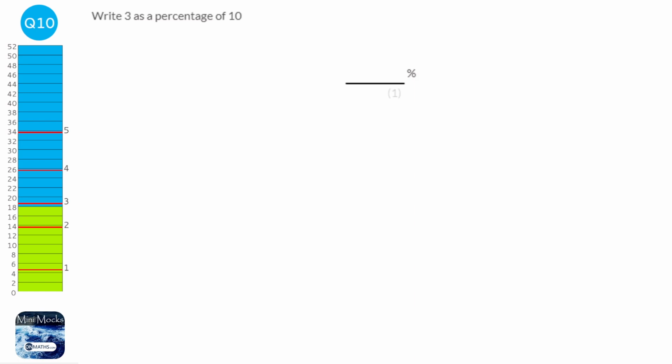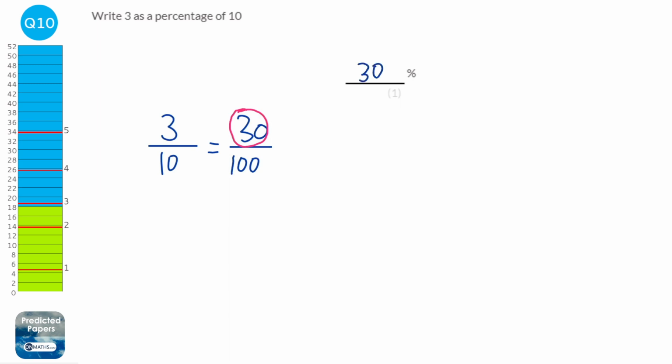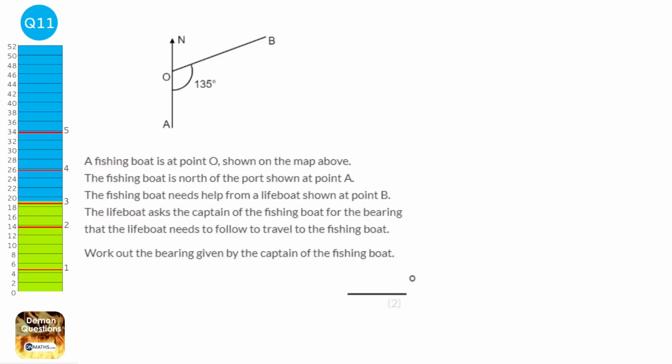So 3 as a percentage of 10, the first thing we can do is write that as a fraction. So 3 over 10. And then I can get the bottom to be 100 and the top will become the percentage. So I can times the top number here by 10. So that becomes 30 over 100. And percent means per 100. Here we've got 30 per 100 or 30%. So the answer is 30%.